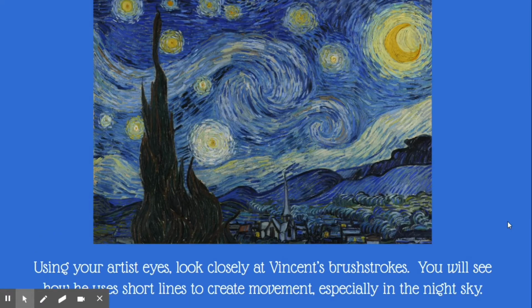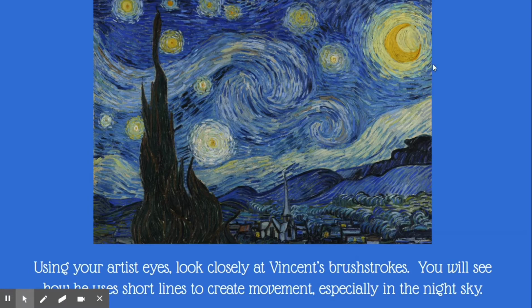I want you now to use your artist eyes and look closely at this painting. This is Starry Night. This is one that some of you will probably recognize. I would say it's one of his most famous paintings. Again, look for those brush strokes. Again, the brush stroke is the line that your brush makes. And look at how he changes the direction, especially right here. Follow that little blue line as you go and see how he turns it into a swirl.